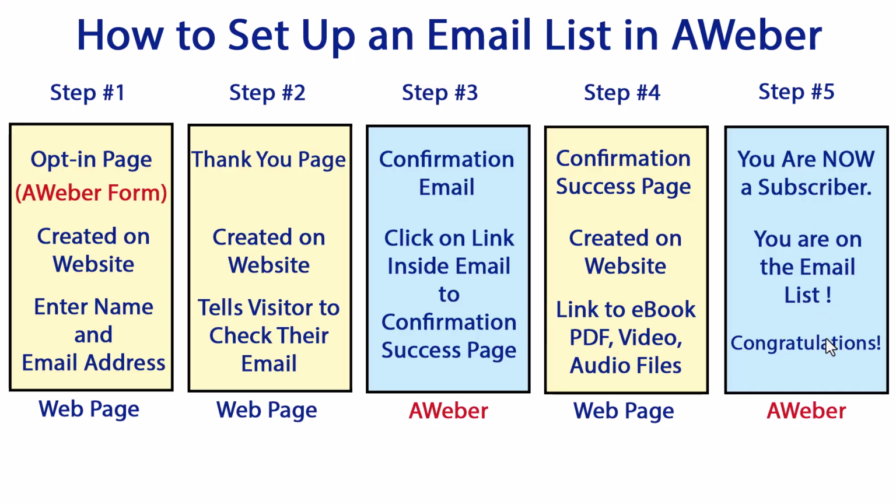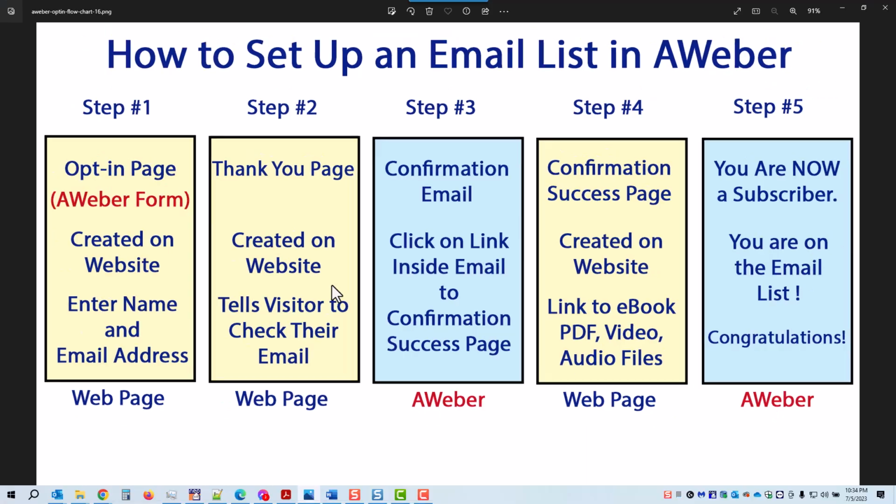And at that point, you are subscribed on the email list. This is what is known as a double opt-in. What do I mean by that? You opted in when you first put in your name and email address, but you're still not subscribed until you get that email, the confirmation email, and click on the confirmation link inside that email. Then steps 4 and 5 are completed automatically.